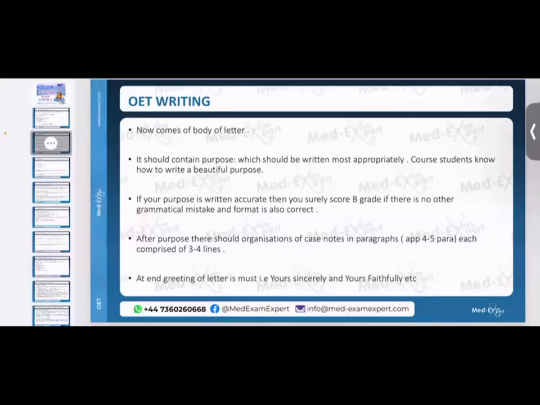Of course, I don't know whether any of the participants here is our course student or not. Course students know how we can write a beautiful purpose. So please make sure that whenever you are writing the body of the letter, your first thing is the purpose of the letter. If your purpose is written accurately, then you surely score grade B if there is no other grammatical mistake and the format is also correct.